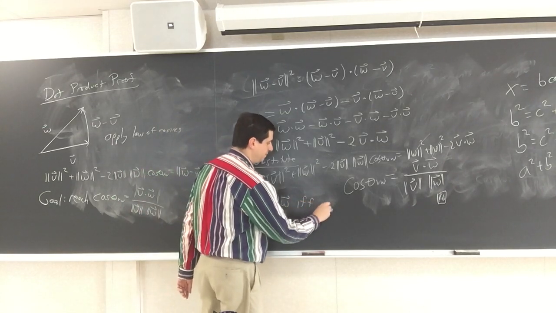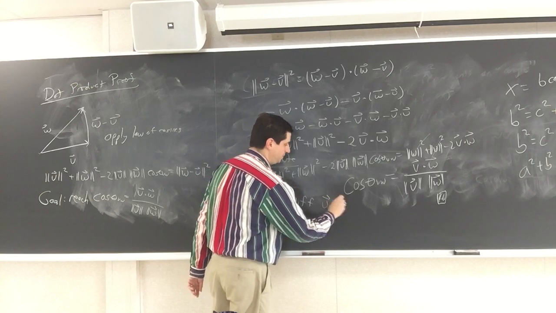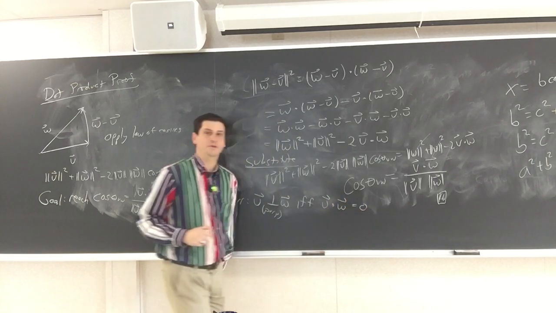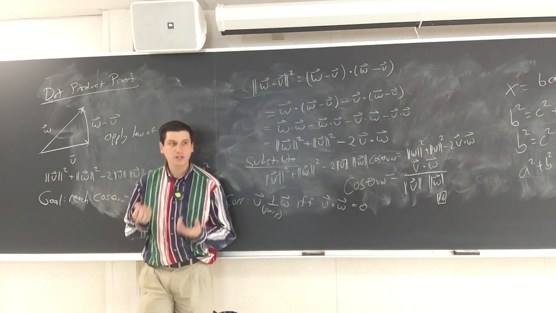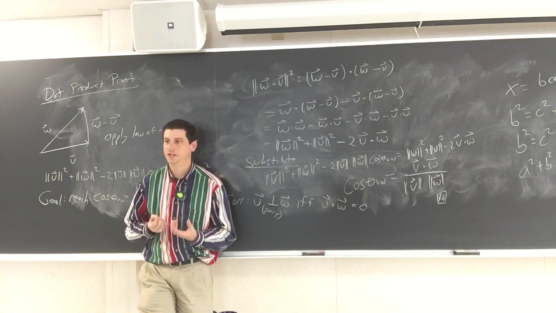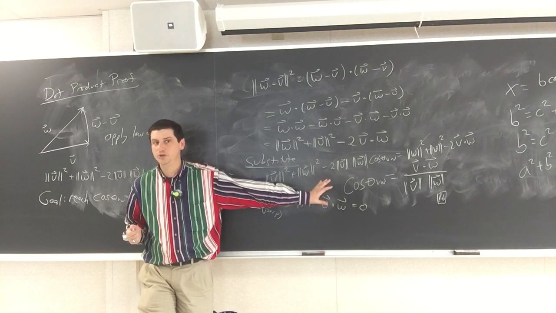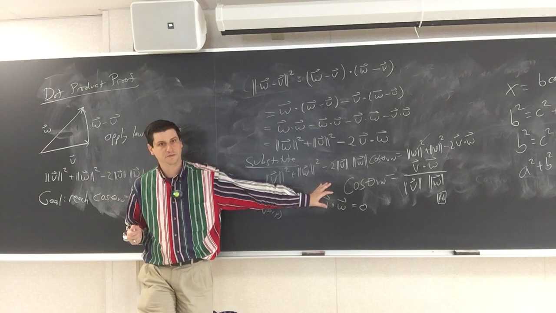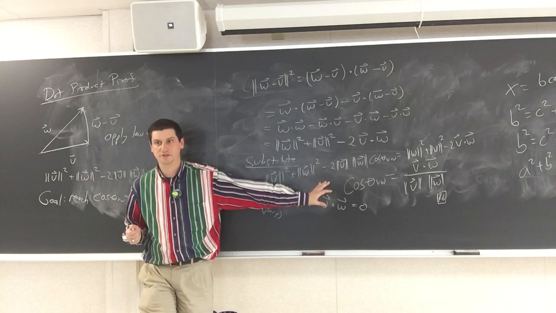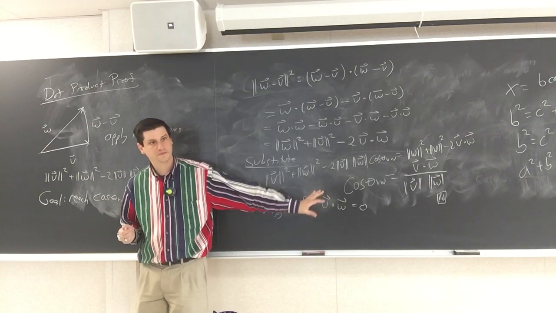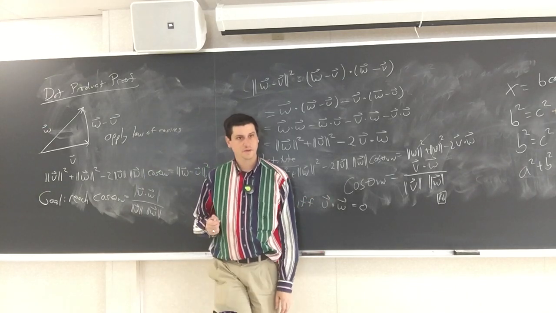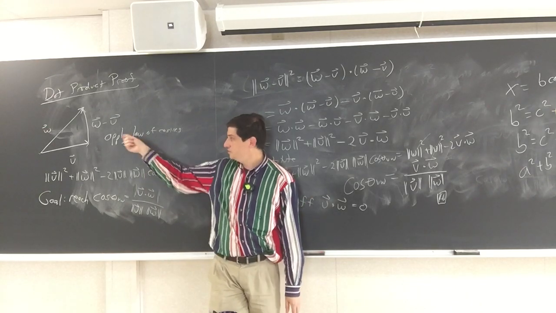If and only if V dot W is the number 0. So we now have a really good, simple test if two vectors are perpendicular. And is the argument here only valid in 2 dimensions, or is this argument valid in n dimensions? Probably valid in n dimensions. It's valid in n dimensions.